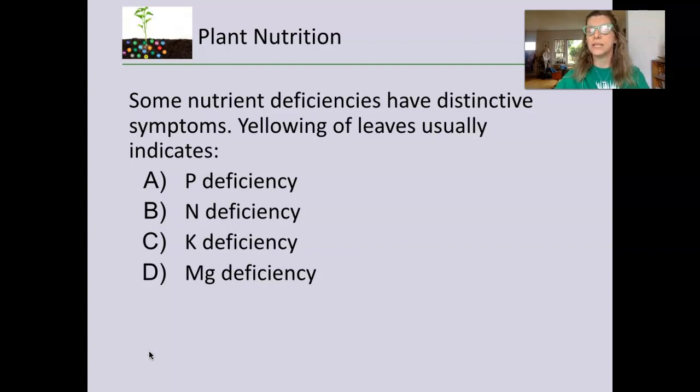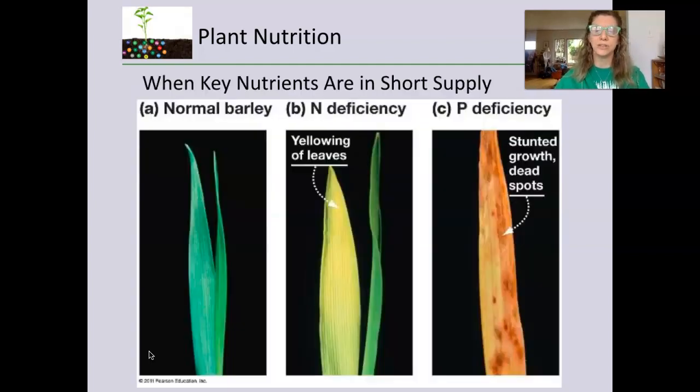Yellowing of leaves usually indicates what? So this is talked about in your book. They look at different types of things you can notice in your plant. So it's like a little detective work for you. And you can look at these different things in your plant and see if you can figure out what kind of deficiencies they have. So yellowing of leaves is usually associated with nitrogen deficiency.